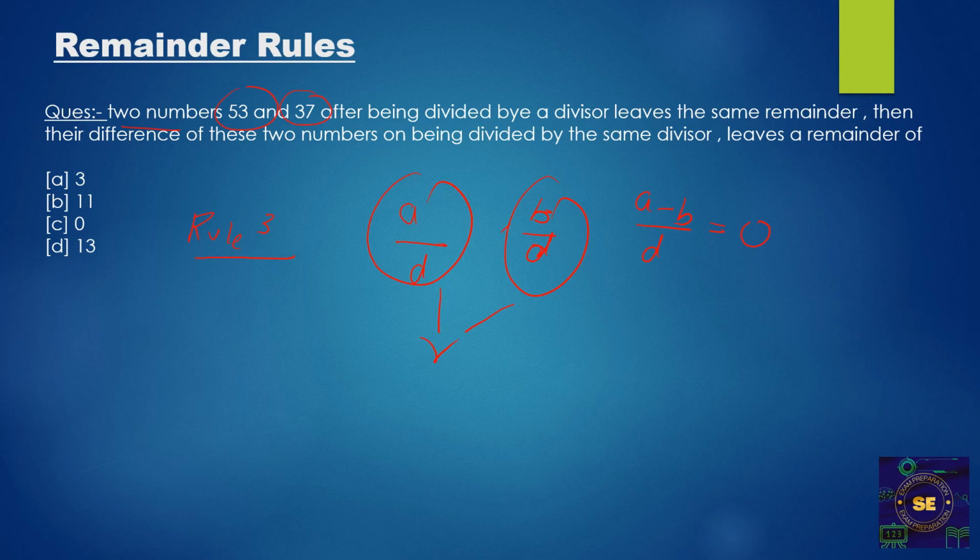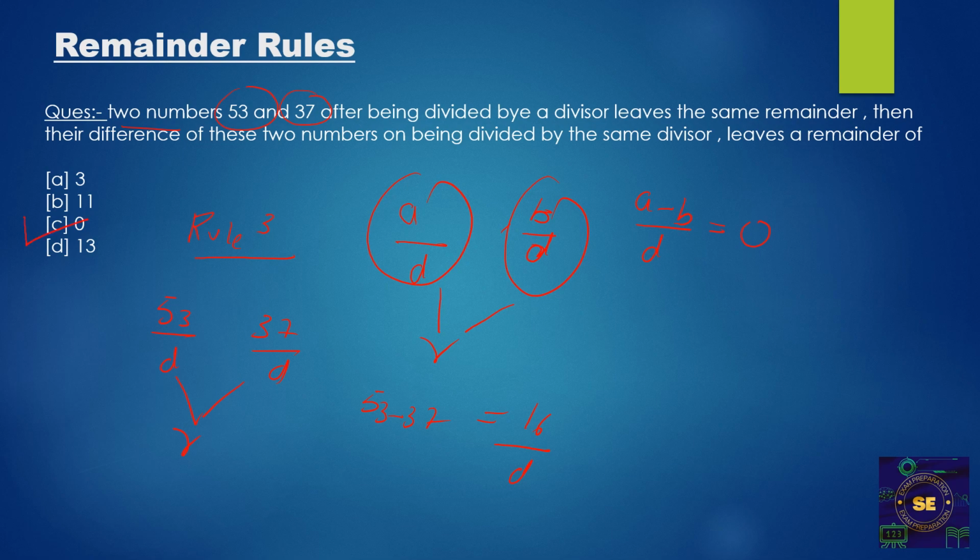So here two numbers 53 and 37 after being divided by a divisor leave the same remainder. So it is the same case, 53 by D and 37 by D both leave remainder R. So their difference, 53 minus 37, will be equal to 16. If divided by D, it will leave no remainder. So option C is correct.